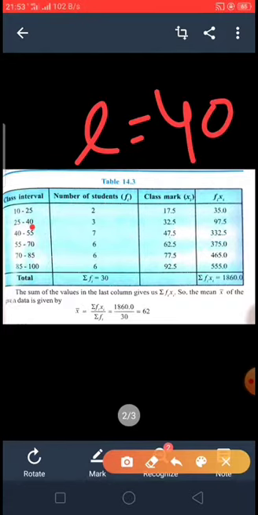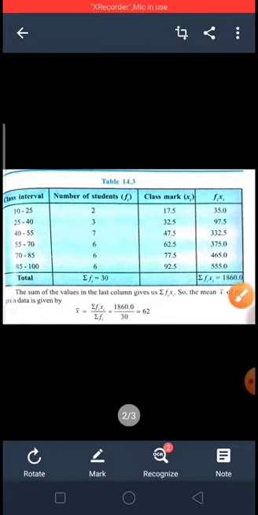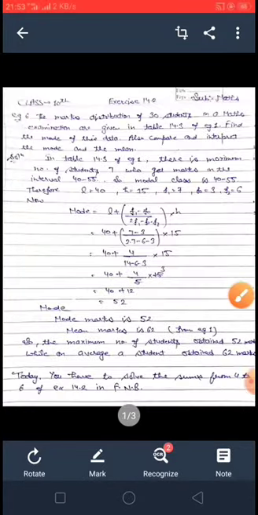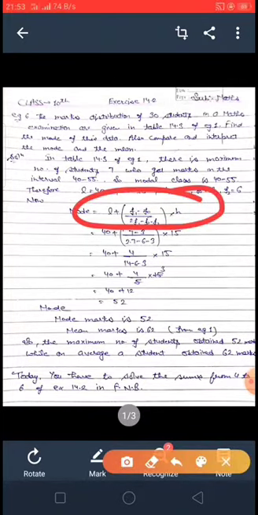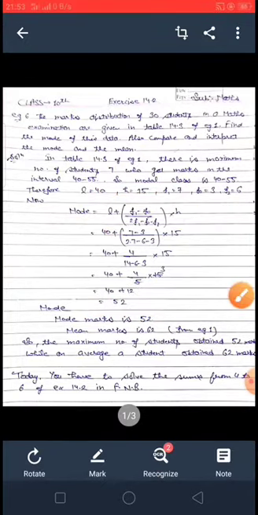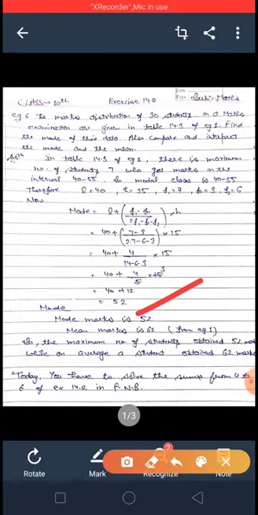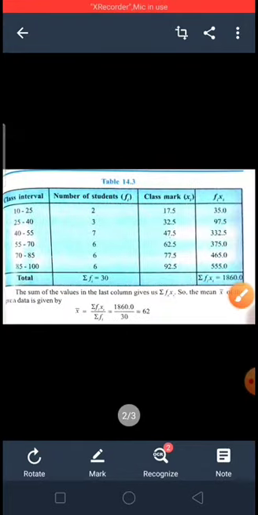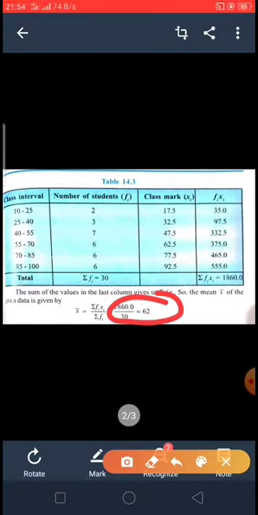Now you have to put all the values of L, F1, F0, F2 and H in this formula and you will get your answer, that is 52. So the mode of this data is 52. Clear? Means modal marks is 52 and the mean marks is 62, which you have found out already. Like look at, this is the mean, that is 62.